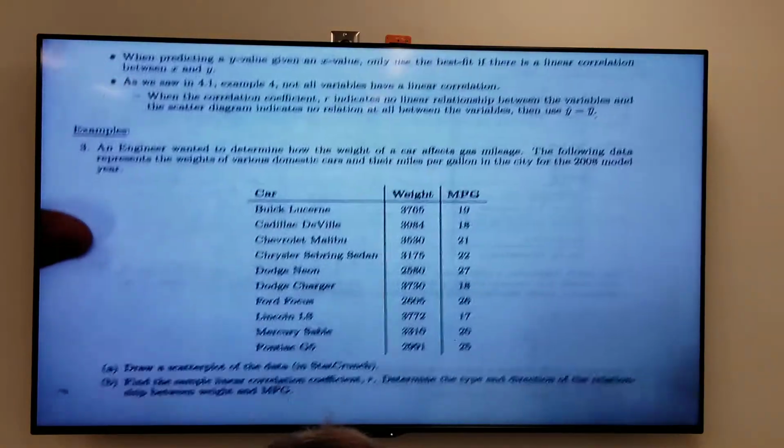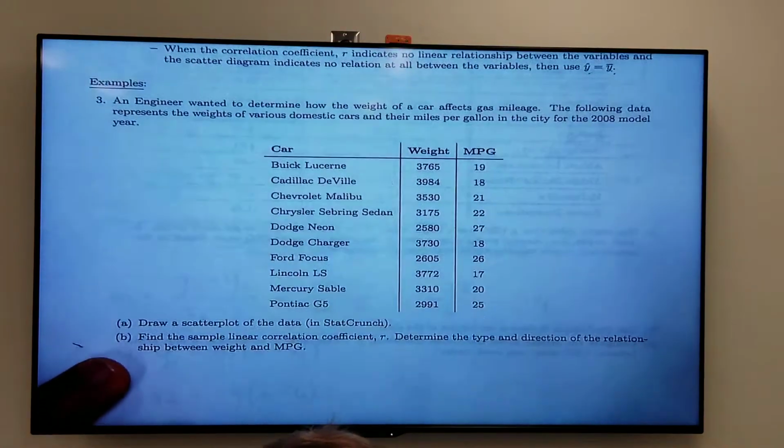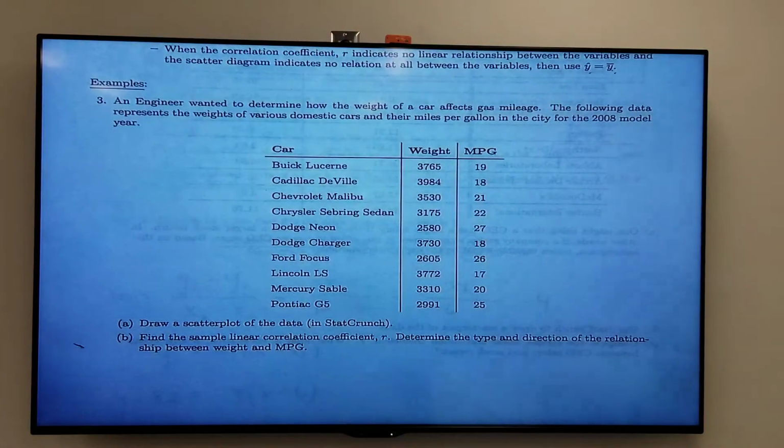Let's take a look at number 3. Okay, so it says an engineer wanted to determine how the weight of a car affects gas mileage. The following data represents the weights of various domestic cars and their miles per gallon in the city for the 2008 model year. Ooh, I need to update these notes. 2008. That was 12 years ago. Well, anyway.